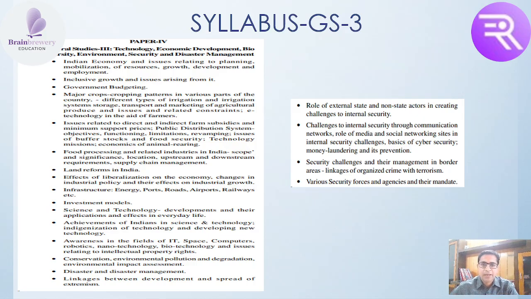So in the same line, we were doing this whole thing in a chronological, streamlined way. We have already completed up to minimum support price. Today we'll be doing the public distribution system, and we will be completing this topic till food security in our India. After that, we will be completing technological missions and economics of animal rearing. After that, this whole main topic will be over. So let's start with our session right away.